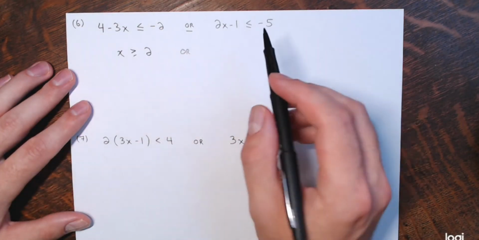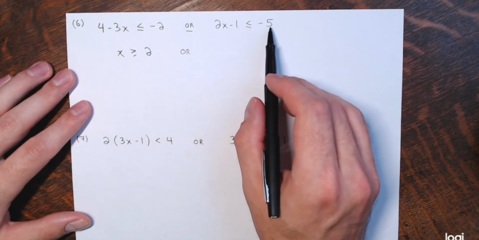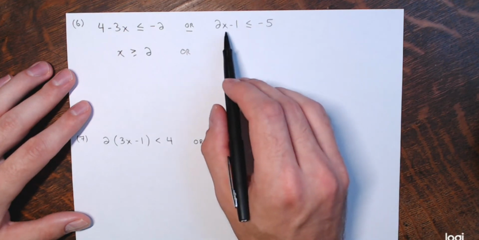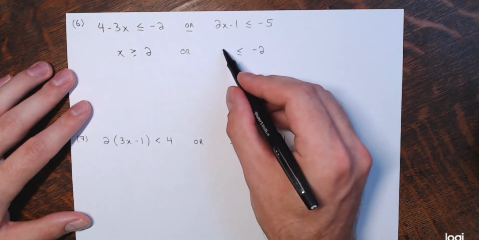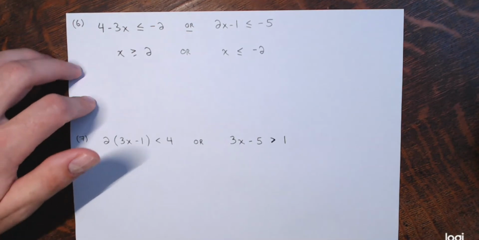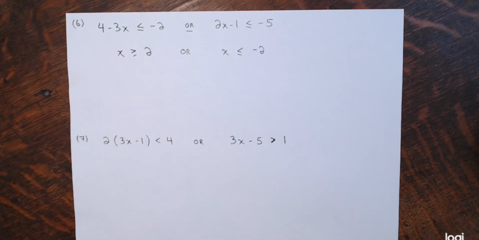Or, and here I would add 1, giving me -4 on the right. Divided by 2 would be -2 on the right. And the inequality symbol would not change because I didn't divide by a negative, right? Didn't multiply or divide by a negative number.